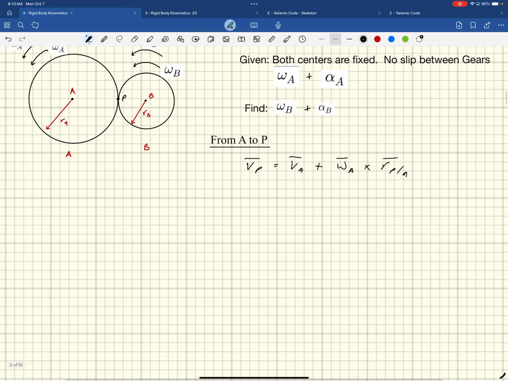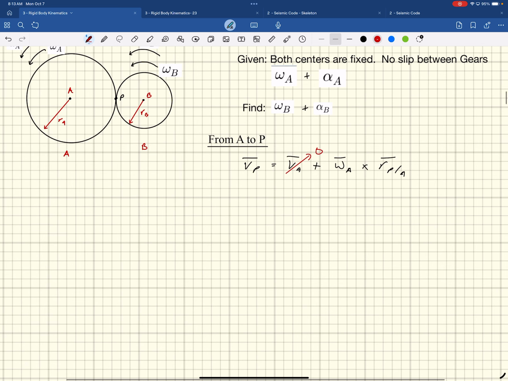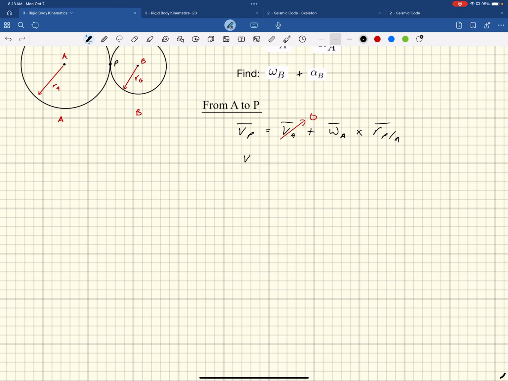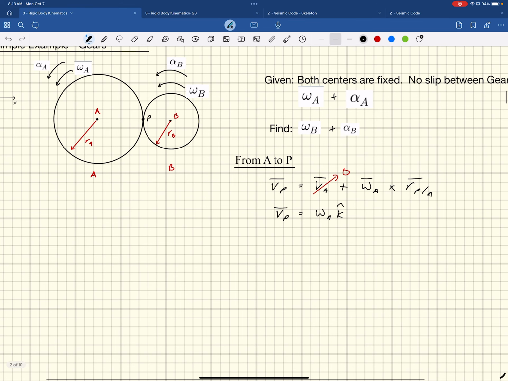Again, V_A is zero. That's why we picked that point to start with. It has no velocity. And so then we just expand this out. V_P is equal to omega A in the K direction. The way it's drawn, we're given omega A. Rotating my fingers in the direction of A, it's coming out of the board. So that's omega A in the K direction.